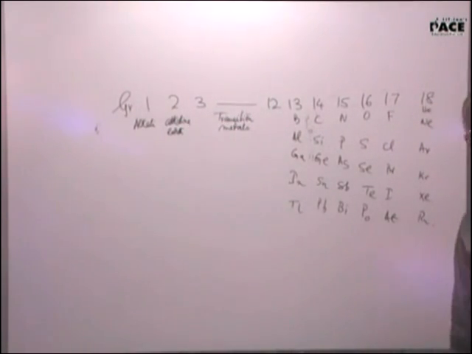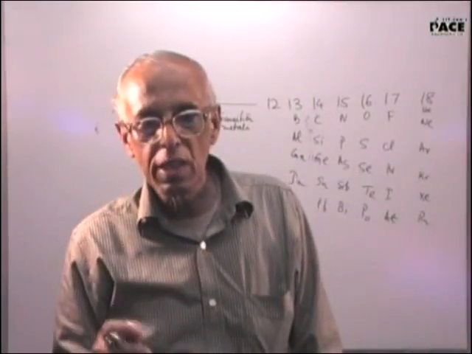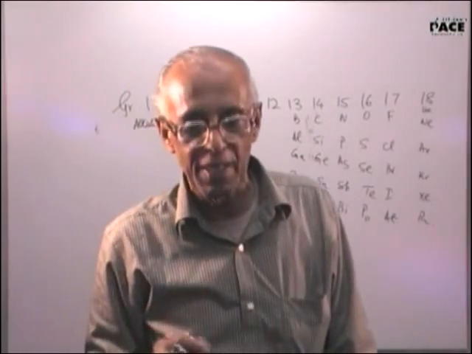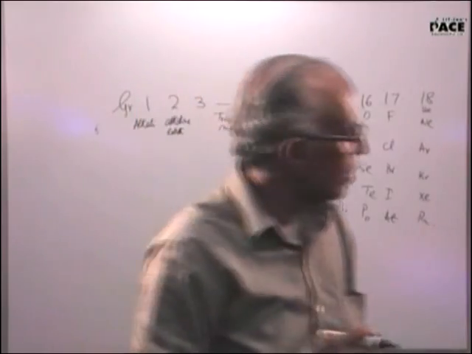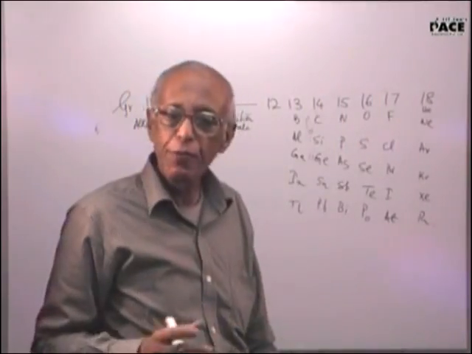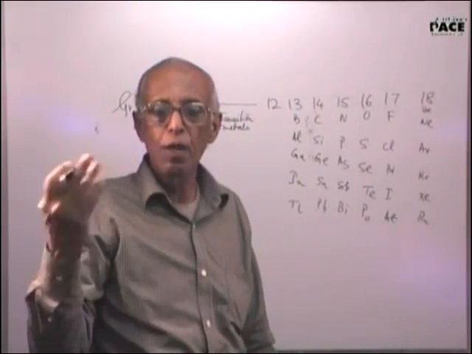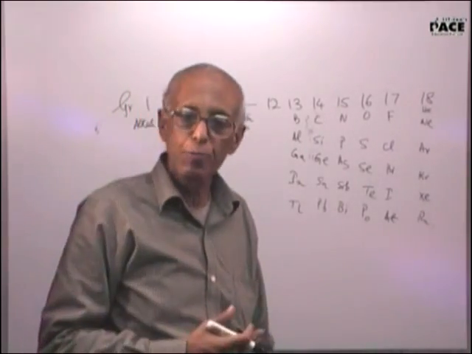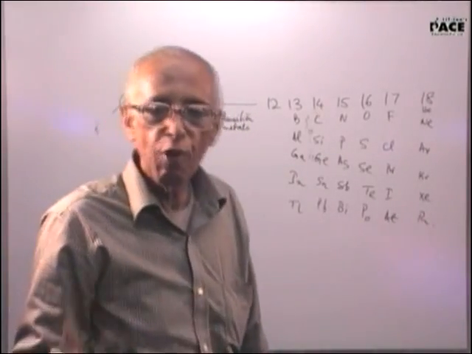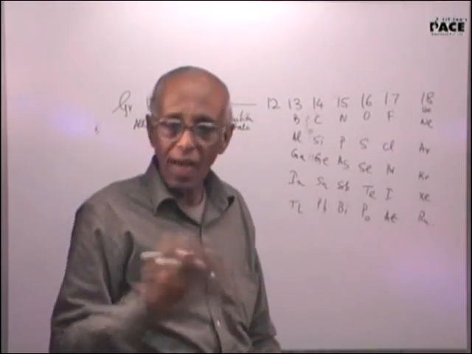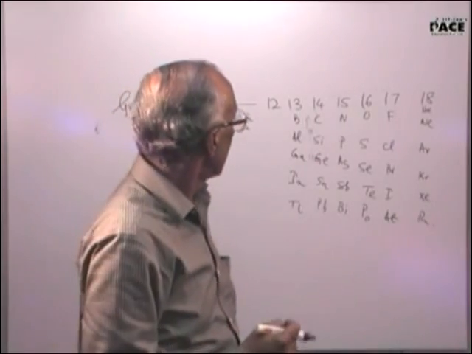Even now, the position of hydrogen in the periodic table is not clearly understood. Where should it be placed? Someone suggested that since hydrogen forms H plus very readily, it should be above alkali metals, because alkali metals form +1 cations. Somebody says no, hydrogen also forms H minus, hydride, so it should be placed above the halogens.